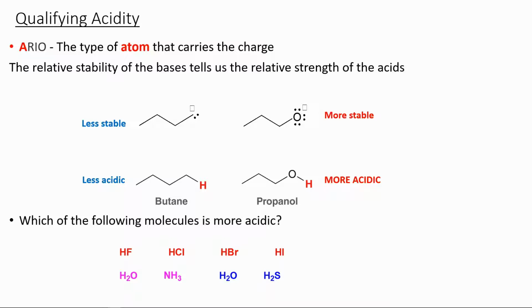So for practice, you can compare some of these molecules. And when you're comparing the acidity for HF versus HCl, for example, we can use the comparison of the electronegativity of fluorine versus chlorine to help determine. We'll go through these problems on the worksheet.